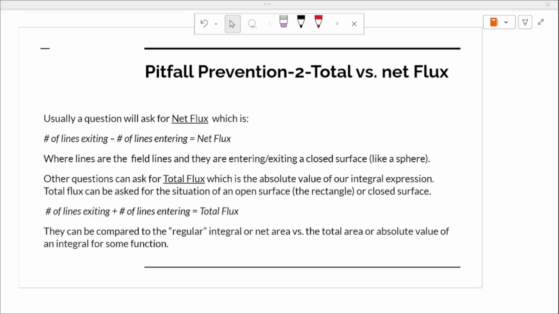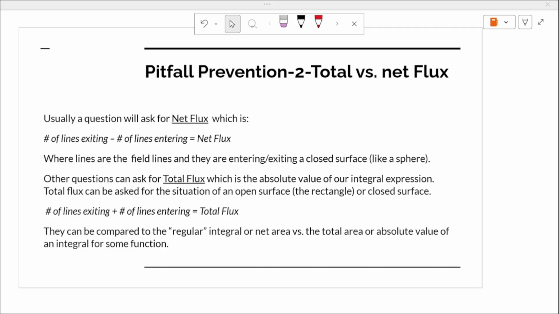Where this surface is closed, like the cube or sphere that we were just talking about, other questions can ask for the total flux, which is the absolute value of our integral expression. The total flux can be asked for in the situation of an open surface, the rectangle we were talking about earlier, or it can also be asked for in situations regarding a closed surface. But this is the number of lines exiting plus the number of lines entering.